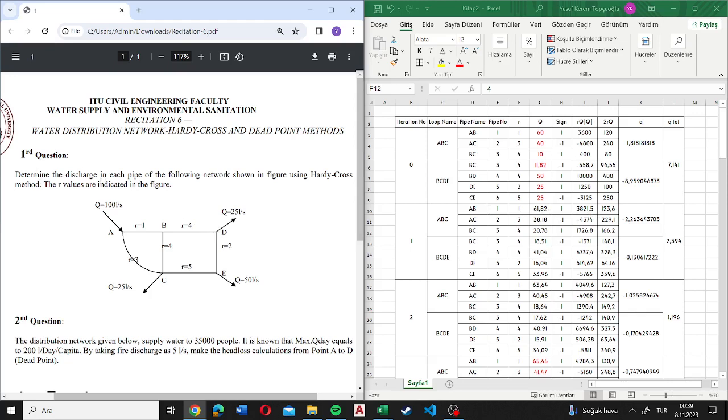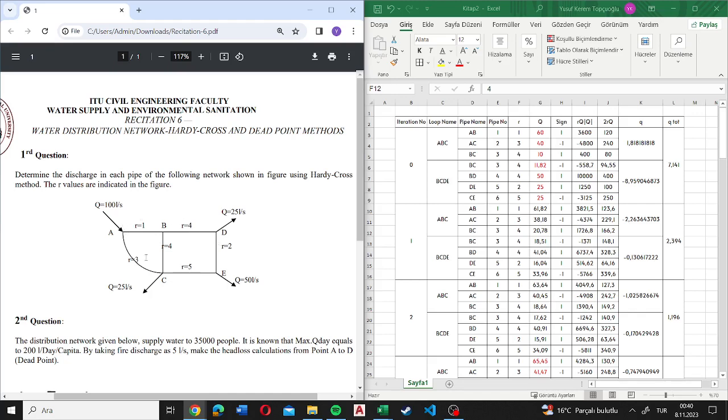The question wants discharge values for each pipe, and we use the Hardy-Cross method, and the R values are given. When using the Hardy-Cross method, we should first make an assumption about the discharge values, and after that assumption, we make some iteration steps and try to get close to the real discharge value.